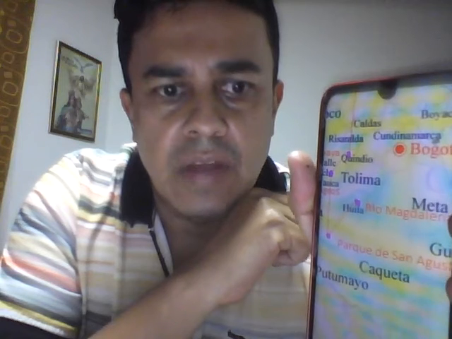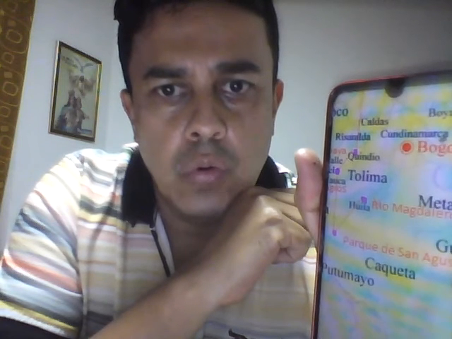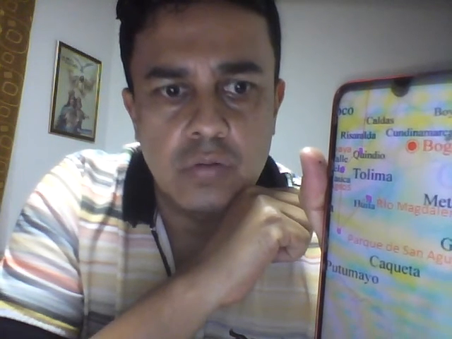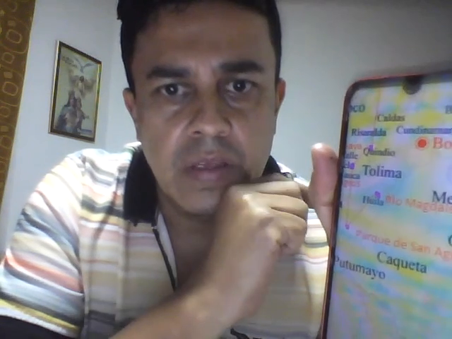1. Río Magdalena. 2. El Parque Arqueológico de San Agustín. 3. La Basílica del Señor de los Milagros. 4. El Museo Quimbaya. 5. El Castillo de San Felipe.